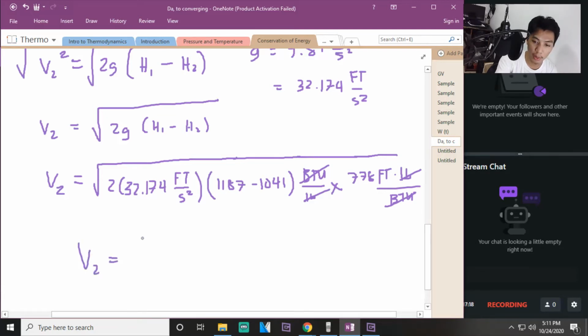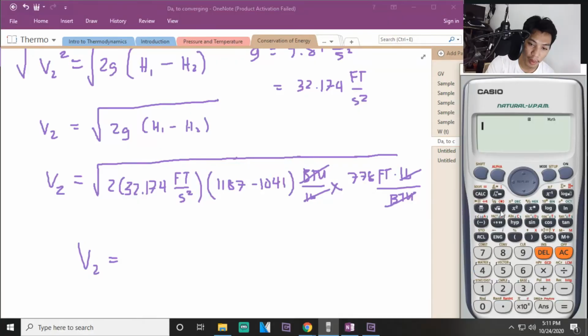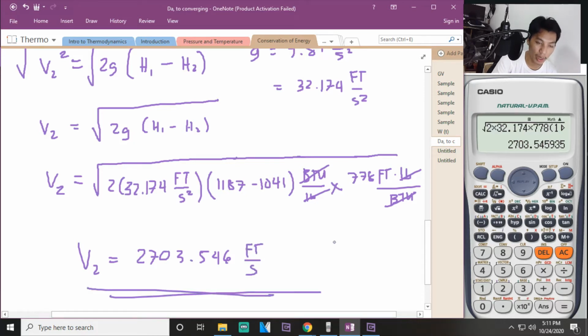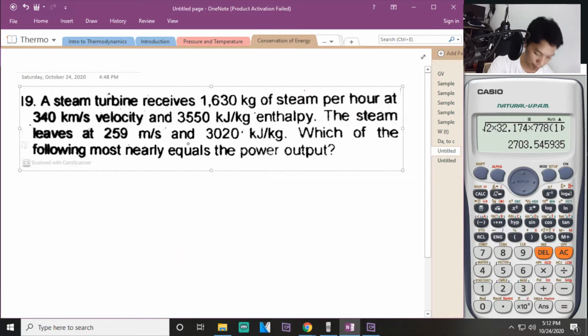So, V2 will be equal to, solve natin, square root ng 2 times 32.174 times 778 times yung 1187 minus 1041. Okay? That is 2703.546 feet per second. That is for problem number 2. Let us proceed to number 3.